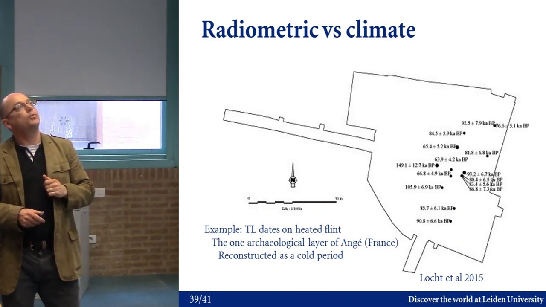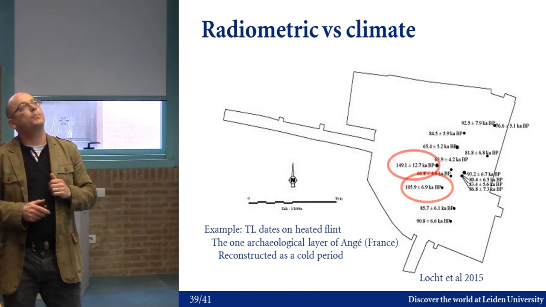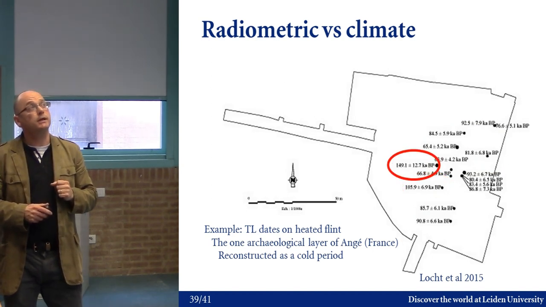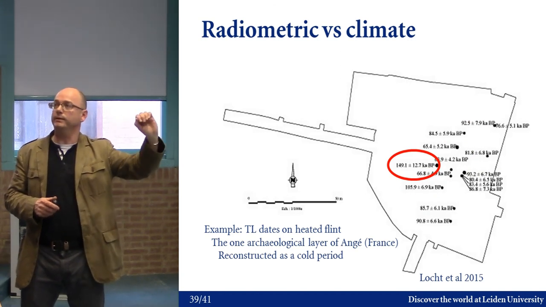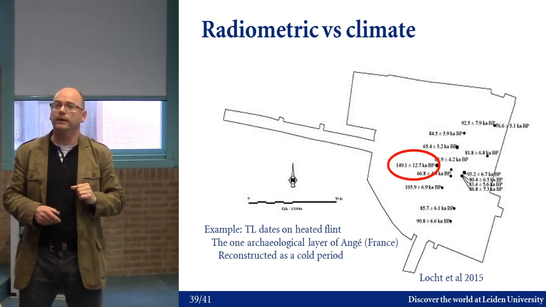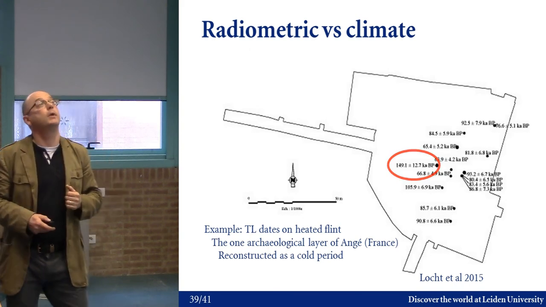This is an example of a problem. We have here at least four periods of presence. However, there is only one reconstructed climate period. This was a cold period. So there is a problem when we want to use either one of them.